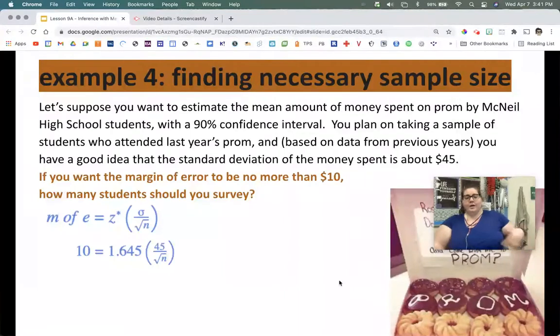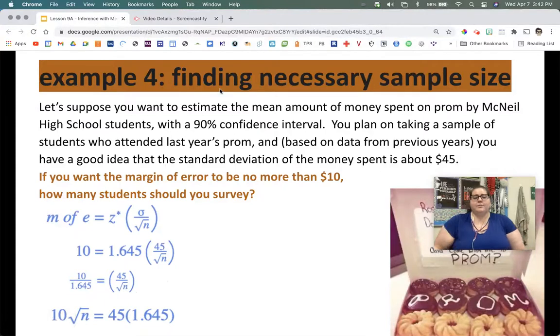From here, it's algebra. Just to go through the steps of the algebra, there's a couple different ways that I could do this, but I would start by dividing by 1.645 on both sides so that it cancels out on the right. My next step is I notice I have a fraction equal to a fraction, so I'm going to do a little cross multiplying.